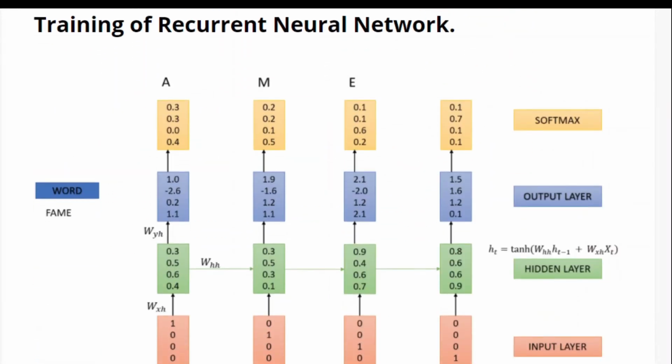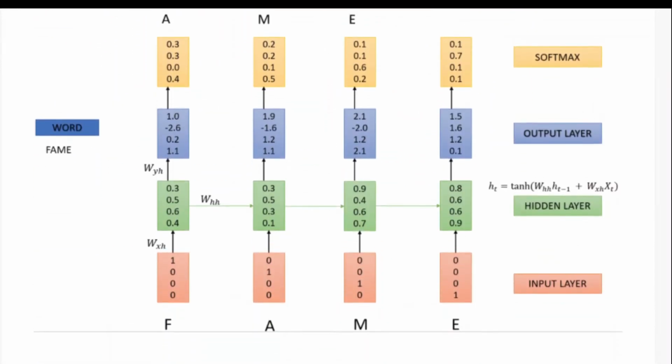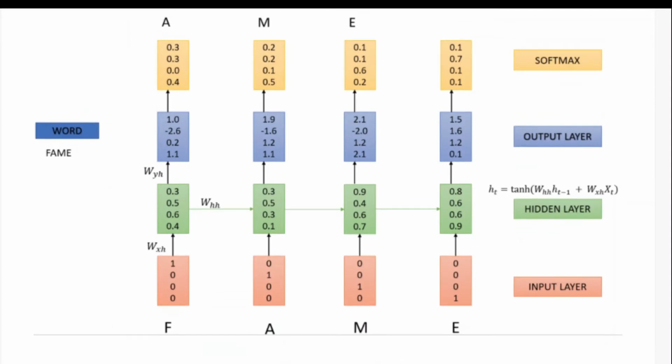Next, let's understand the training of recurrent neural networks. So here we are taking the example of character level language modeling. In this type of modeling, we try to predict the next character in the sequence. So I have taken the example of the word fame. The first thing we have to do is convert the string into a one hot encoded vector, because we know that the algorithm does not understand words or strings. We need to convert them into numerical format. So once this is done, we pass them to the input layer.